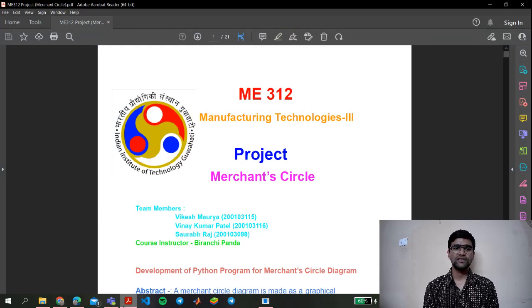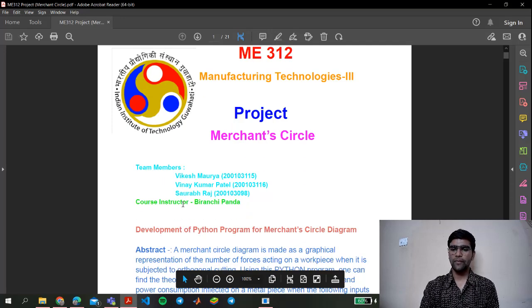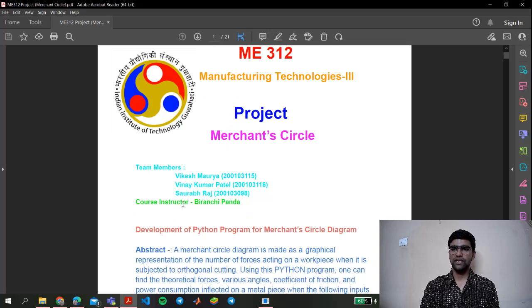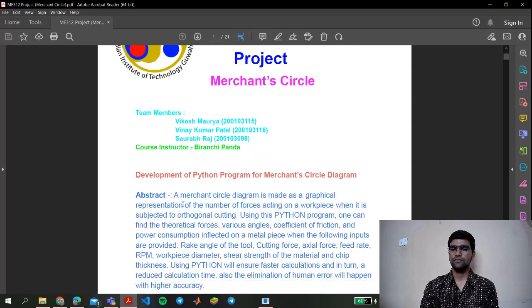I'm going to present my manufacturing technology course project. We are a team of three members. I, with Vinay and Saurabh, have done the project. Sir himself had given us this project. Our project is to develop a Python or MATLAB program for the merchant circle diagram. We have chosen to do it in Python because in Python we can run different cases of code differently.